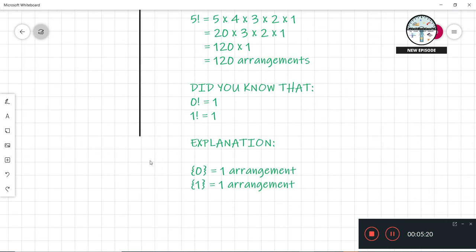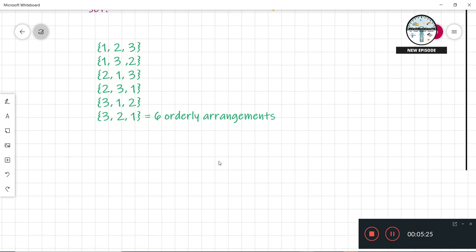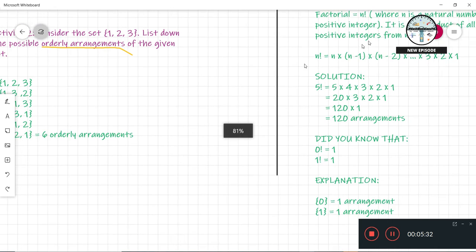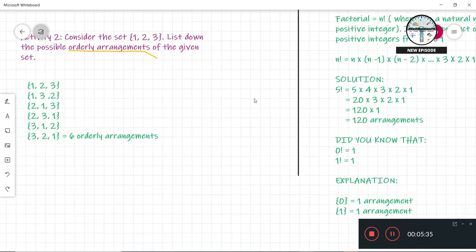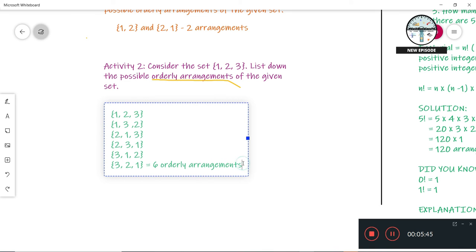Okay, I'm gonna go to this part. Notice why there are 6. Notice that when we use the factorial in this activity, let us write down. So we have 3 elements, right? So that is 3 factorial. So that is 3 times 2 times 1.